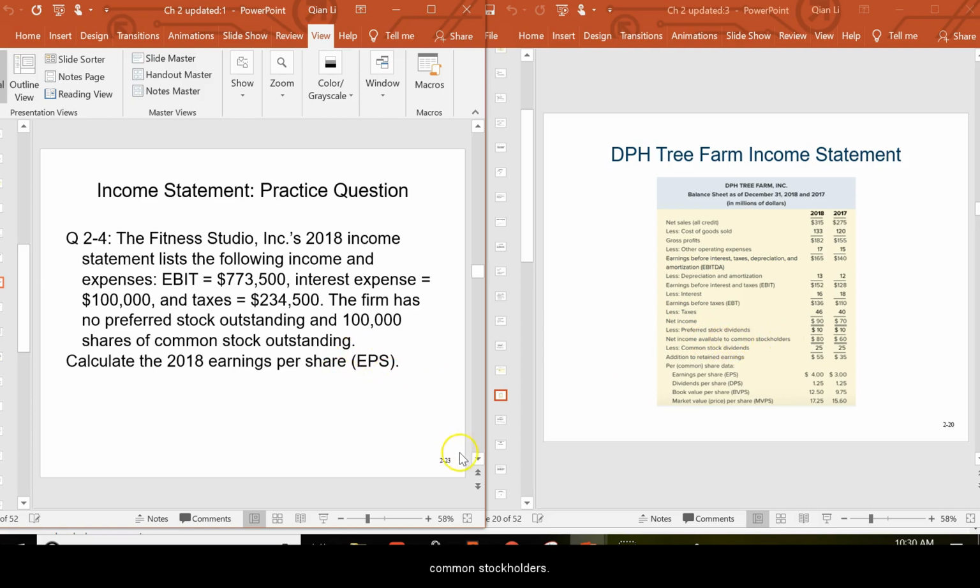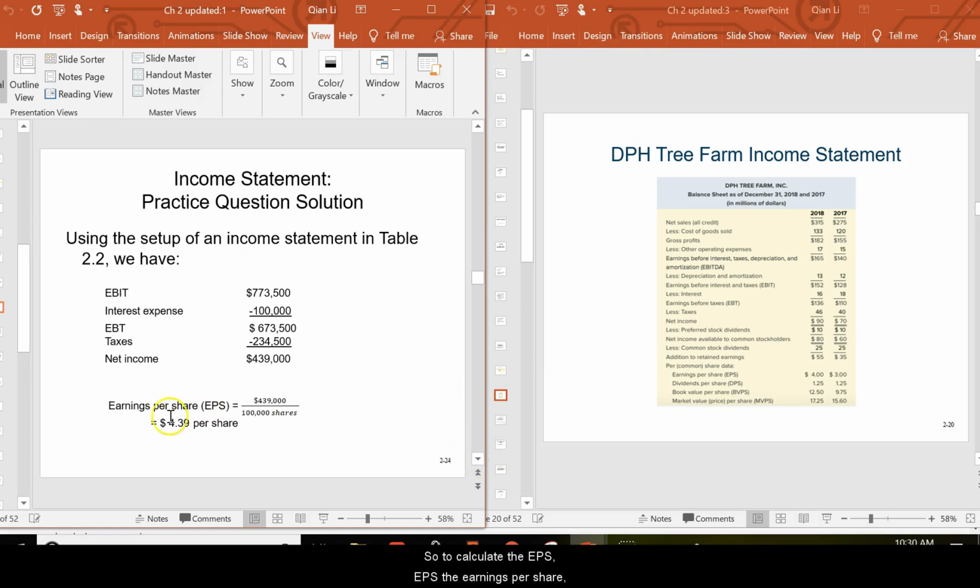So to calculate the EPS, earnings per share is the amount of net income available to common stockholders divided by the number of shares. So to get the net income available to common stockholders, like I said, you subtract the interest expense from EBIT, and then you subtract the tax from the EBT.